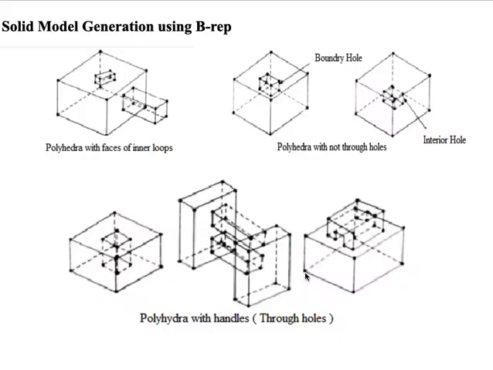So next we'll see the solid model generation using B-rep. So this is a polyhedron with a face with an inner loop, and a polyhedron with a knot through the hole. This is a boundary hole. So these are some polyhedra with handles. This is some solid model generation using B-rep.